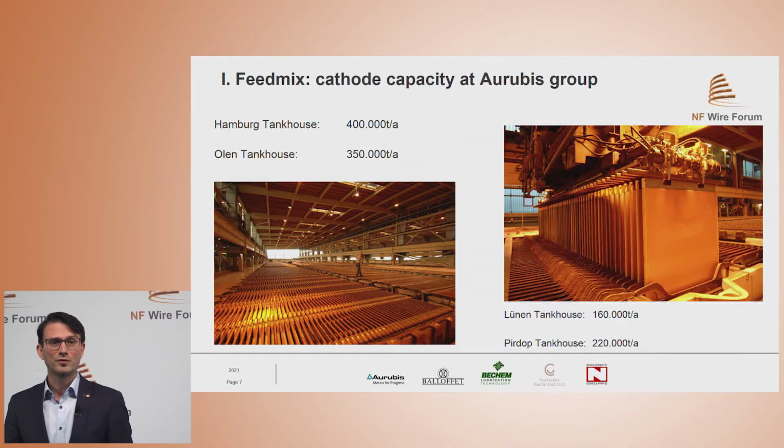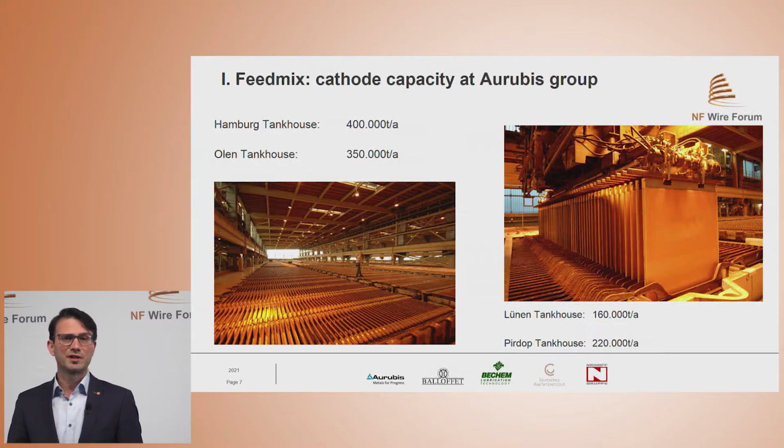We as Aurubis have more than 1 million tons of grade A cathodes available out of 4 tank houses in 4 different locations in Europe. Around 40% of the refined copper is coming originally from secondary input and material input and is processed in our metallurgical plants.